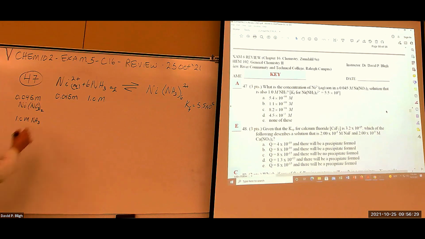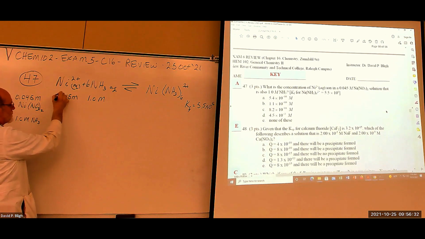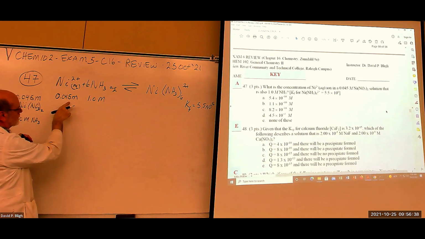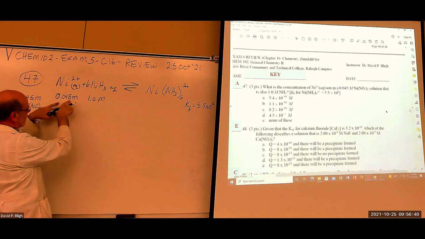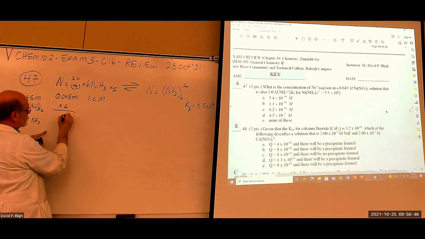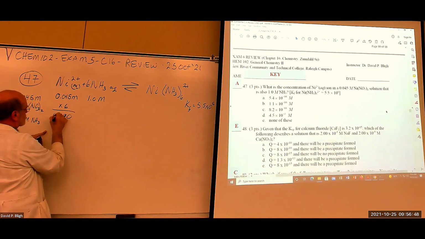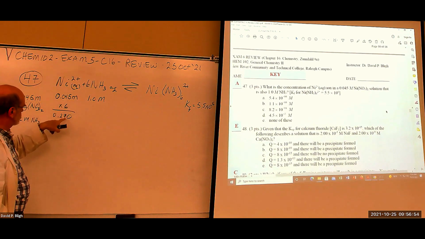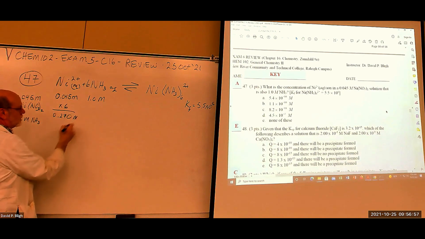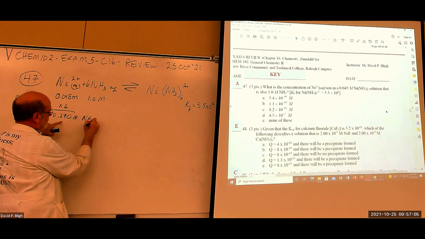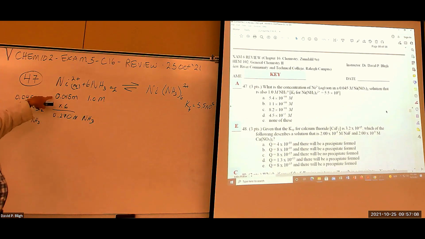Stoichiometry says that the limiting reactant is this one, I think. Let's see, 6 times this would be what? 6 times 0.045 is 0.27, right? So that means we need this much ammonia to complex with all of the nickel.